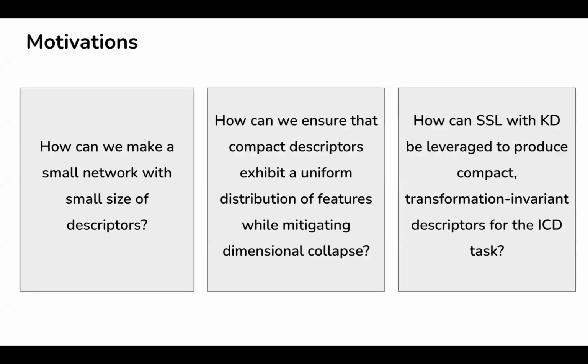Our aim in this research is to answer the following three questions. First, how can we make a small network with small-sized descriptors? Second, how can we ensure that compact descriptors exhibit a uniform distribution of features while mitigating dimensional collapse? And lastly, how can SSL with KD be leveraged to produce compact transformation variant descriptors for the ICD task?